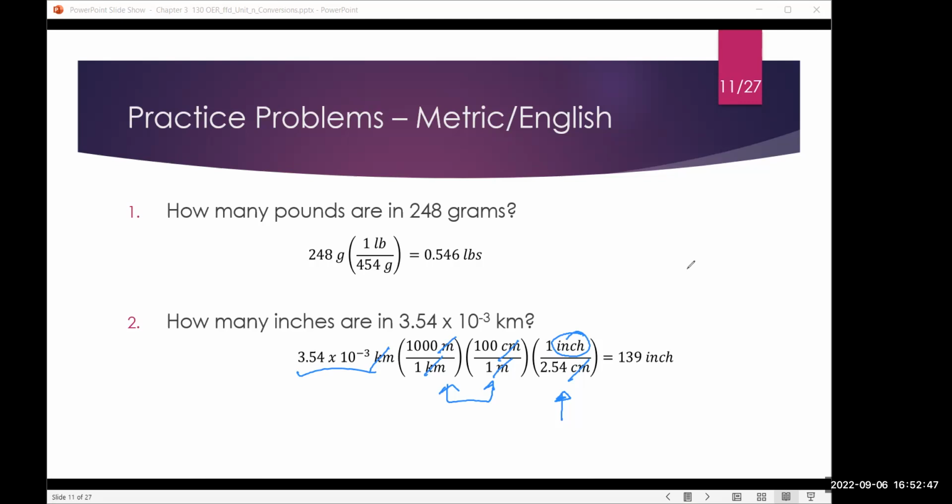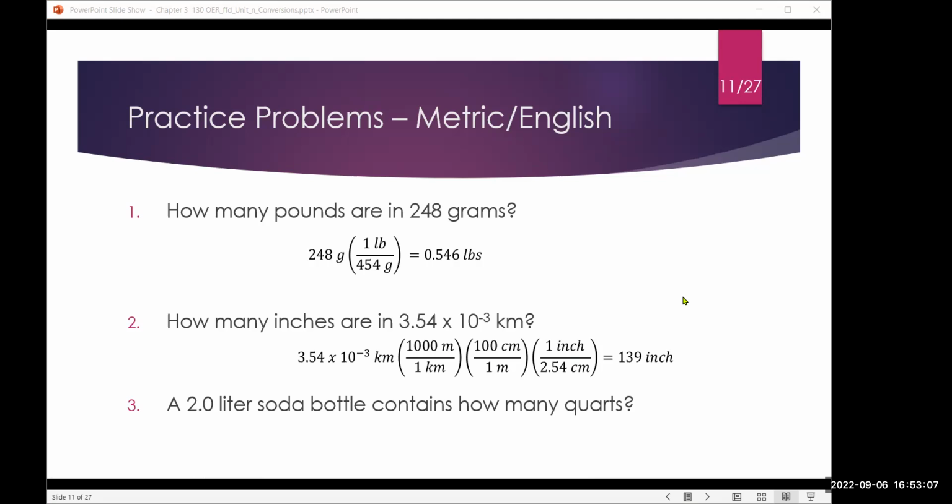Okay. All right. Once you do that, all the three factors are exact numbers. So therefore our 3.54 has 3 sig figs. Our answer should have 3 sig figs.